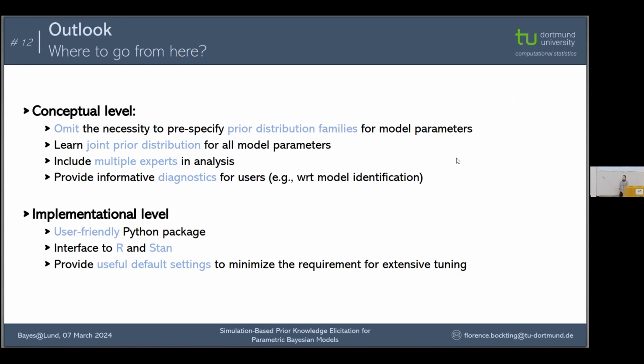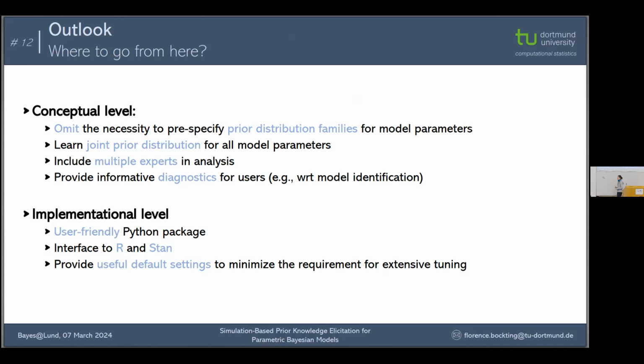This is already connected to the next level, maybe the implementation level. Of course, we want to have a user-friendly Python package, which we are working on at the moment. Nevertheless, I'm quite aware that a large part of the community is working mainly in R and Stan, and therefore I really want to have an interface to R and Stan such that it can be smoothly connected to the workflow which people already have in the Bayesian analysis.